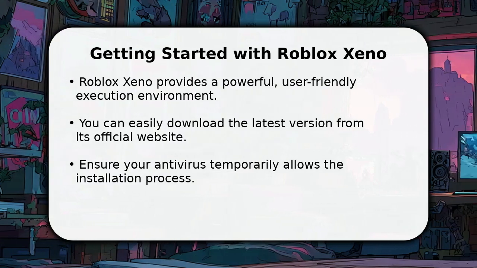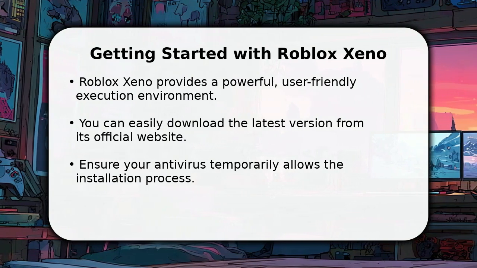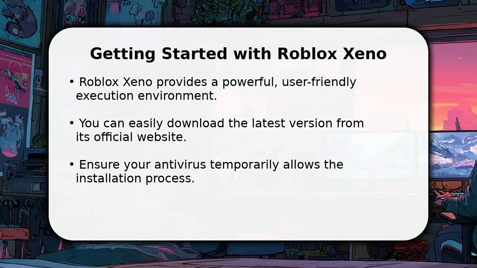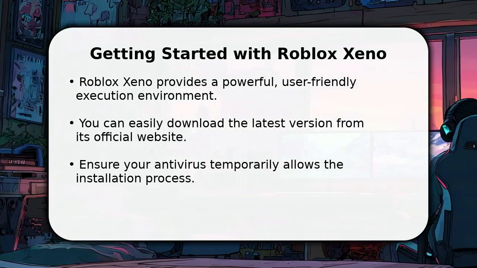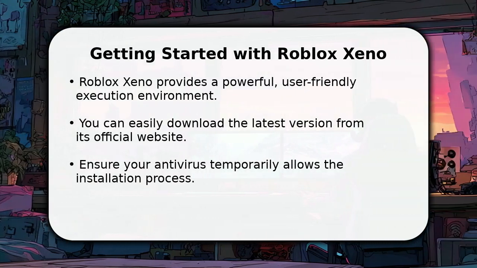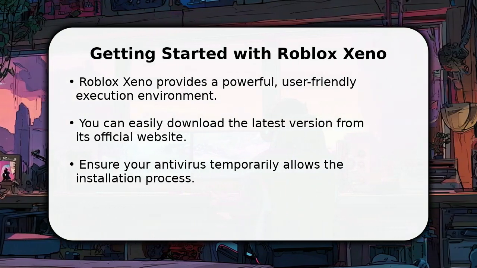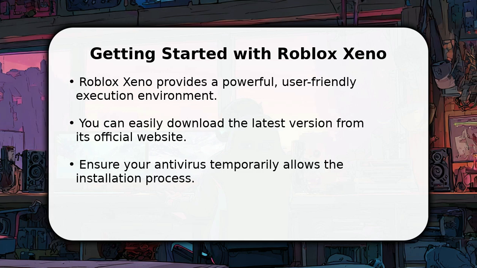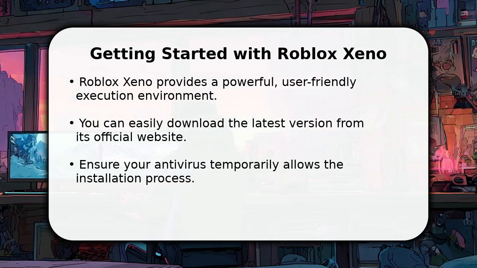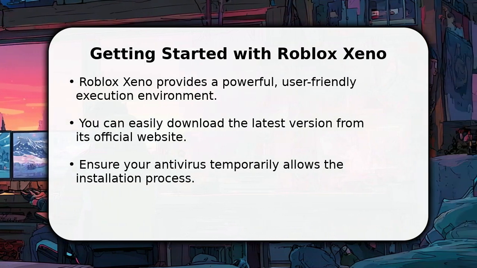In this video, I will explain how to use Roblox Xeno. First, navigate to the official Xeno website and download the client. You will find a direct link in the description below. Once downloaded, run the installer as an administrator. It is crucial to temporarily disable your antivirus software during this initial installation phase to prevent any interference, then re-enable it immediately afterward for continued protection.